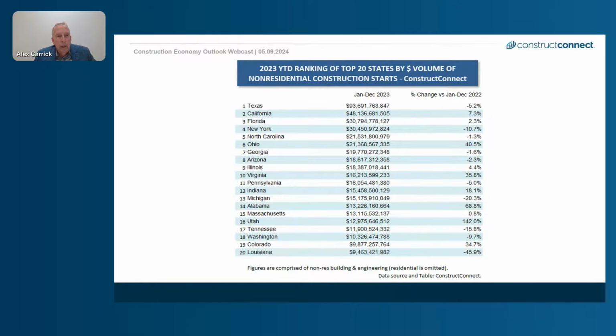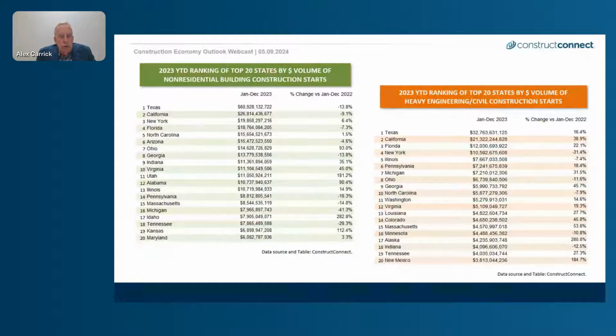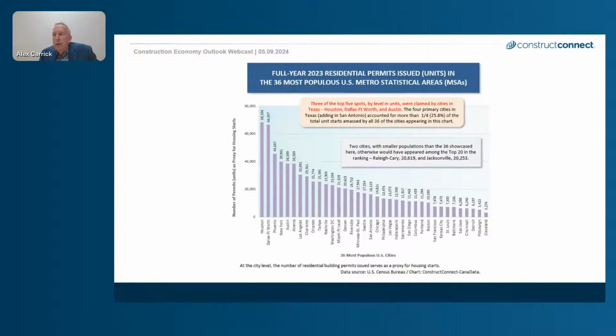Next slide, please, Paul. And in terms of the subcategories of total non-residential starts, Texas was more than double second place California in 2023, and about 50% higher than second place California in terms of heavy engineering starts. Next slide, please, Paul. Now let's look at housing starts. And the way that you measure this is in terms of residential permits in units. And again, we see some of the dramatic shifts because 3 of the 5 top cities in the country were in Texas. And those housing start numbers for Houston and Dallas-Fort Worth are huge. Those are really high numbers for permits or housing starts. Next slide, please, Paul.